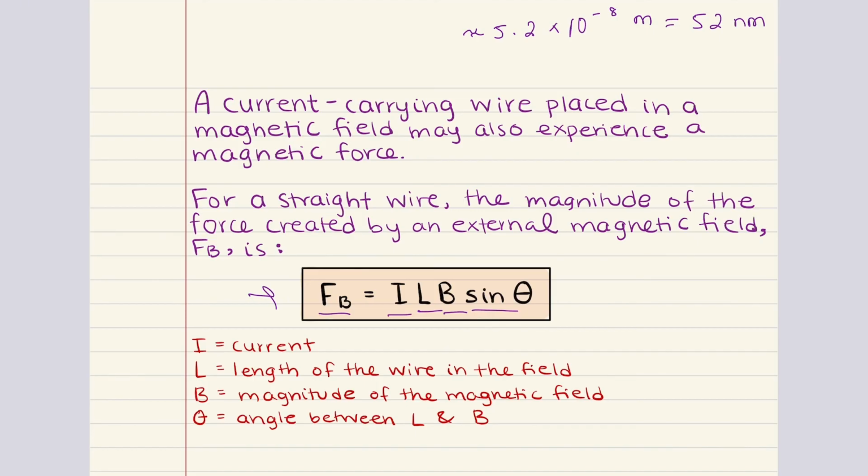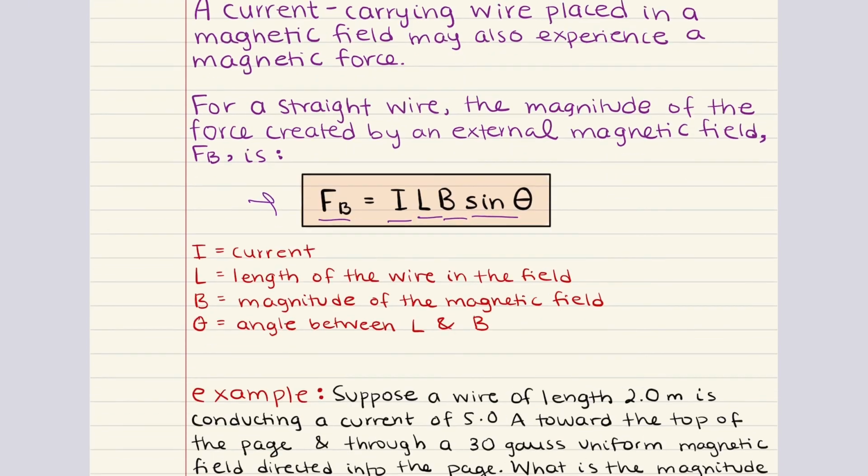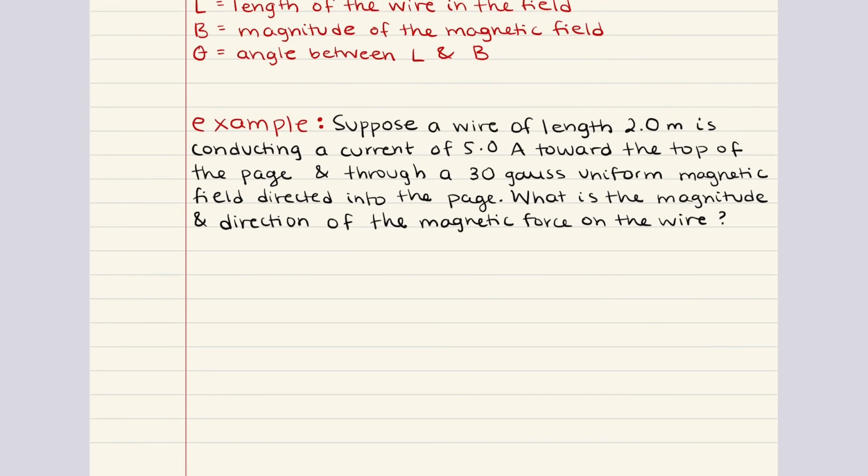Now, the same right-hand rule can be used for a current-carrying wire in a field as for a moving point charge. Just remember that current is considered the flow of positive charge. So let's go ahead and tackle our last practice problem for this lecture.